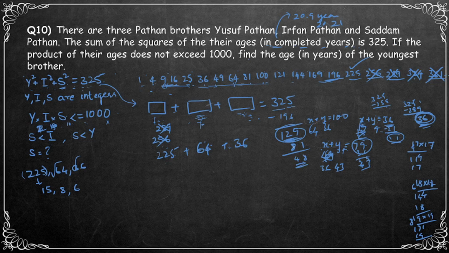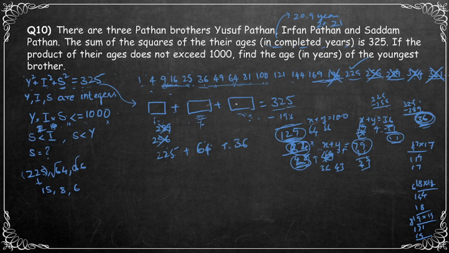If I take 64, I should find 65. So that is also not a possibility. We should stop our search since x is 64 and y is 65, which is more than x. We should stop our search there. That means 196 is not a possibility.